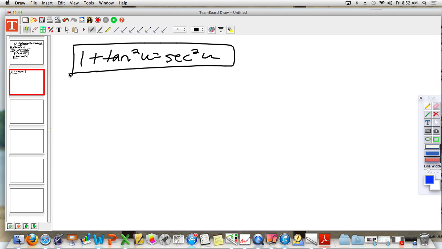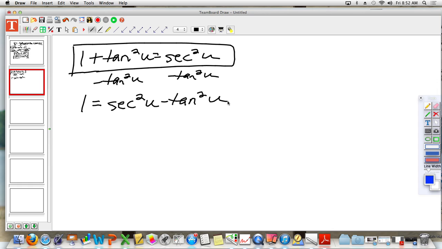So the same thing that we just did, let's leave the 1 there. Let's get rid of the tangent squared of u. Move it so that the tan squares will cancel out. You'll be left with 1 is equal to secant squared of u minus the tangent squared of u. Are you okay with that? So if you ever see secant squared of u minus the tangent squared of u, you will know that you can replace that with a 1.